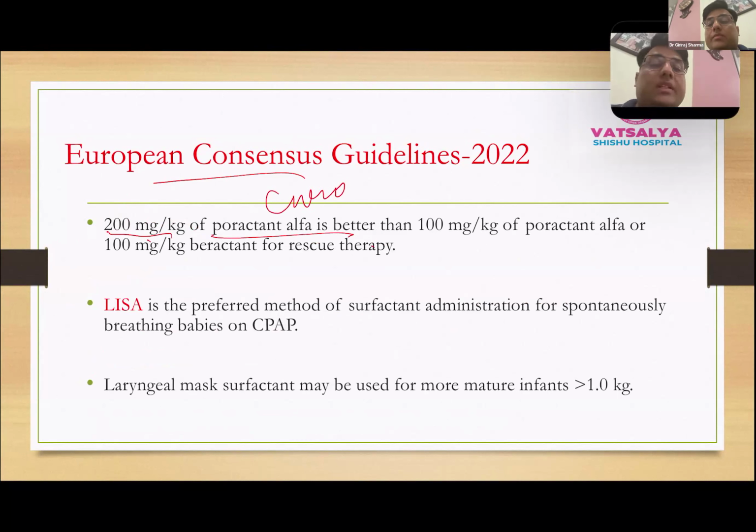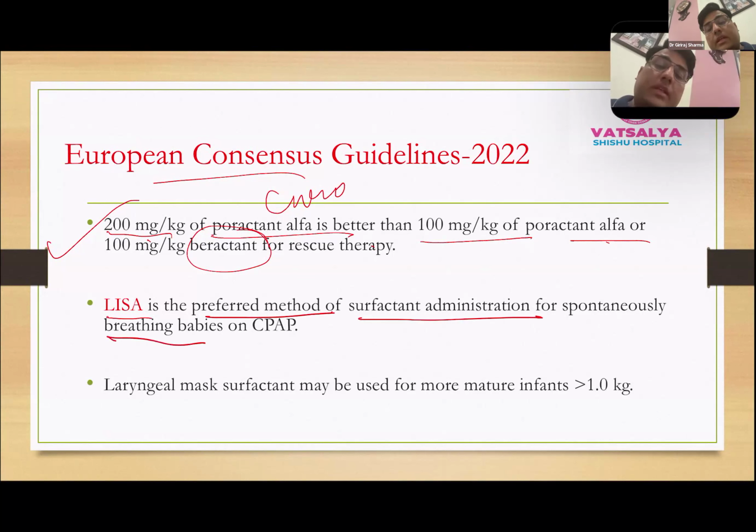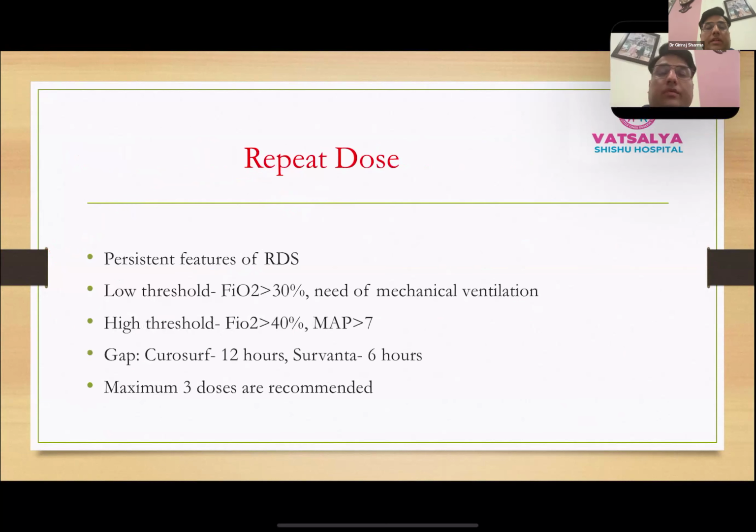European guidelines say 200 milligram per kg of poractant alpha, that means Curosurf, is better than 100 milligram per kg of Curosurf or beractant. They are saying that Curosurf is better than Survanta or Neosurf in efficacy. European guidelines also say LISA should be the preferred method of surfactant administration if the baby is spontaneously breathing on CPAP with good spontaneous respiratory efforts. Or a laryngeal mask can also be used if the baby is more than 1 kg.